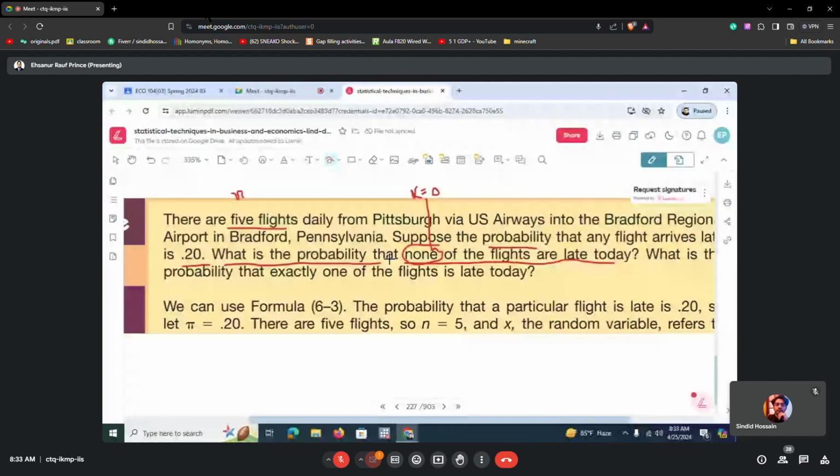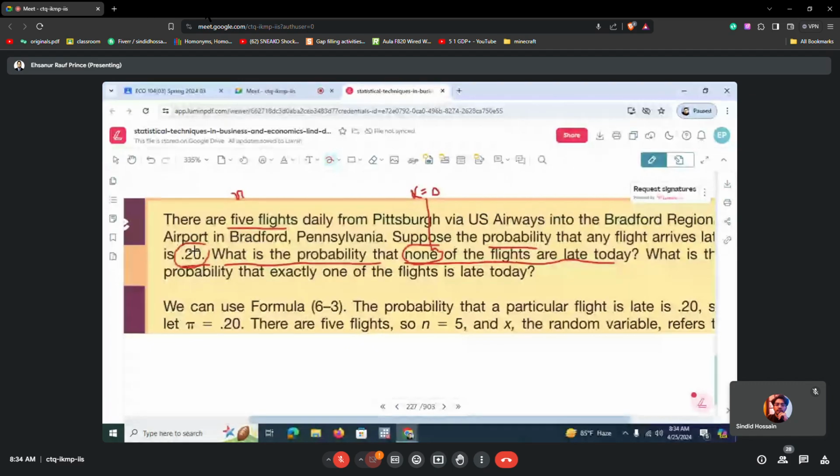আমার ইন্টারেস্ট হচ্ছে ওটা দেখবো যে ফ্লাইট যদি লেট করে এর প্রবাবিলিটিটা কত, বা ফ্লাইট লেট করবে এটার প্রবাবিলিটিটা কত। ফ্লাইট লেট করবে তার মানে কি? আবার, my point of interest is what? Flights arriving late. So that is what? Success. And this is what? The probability of success.